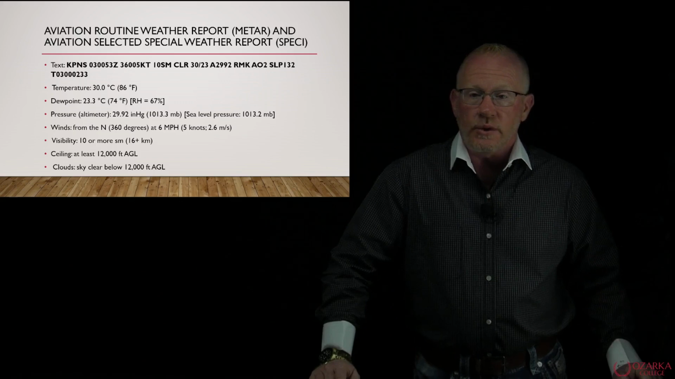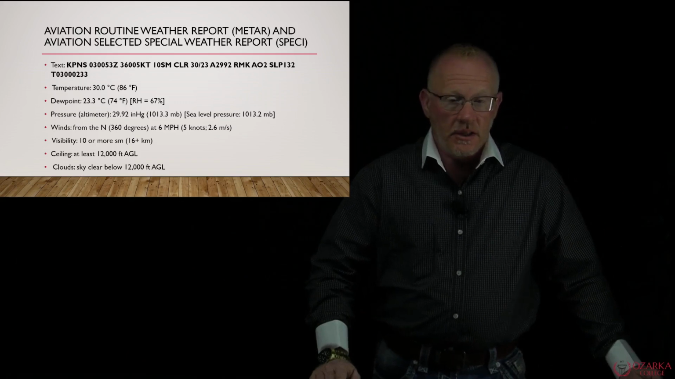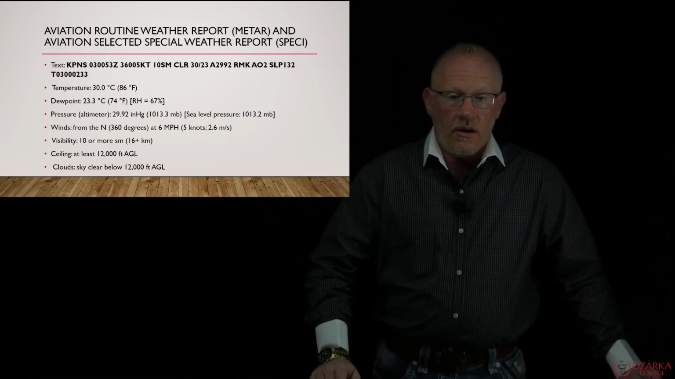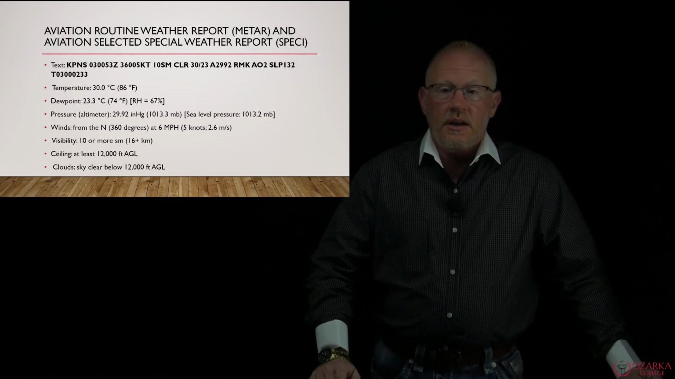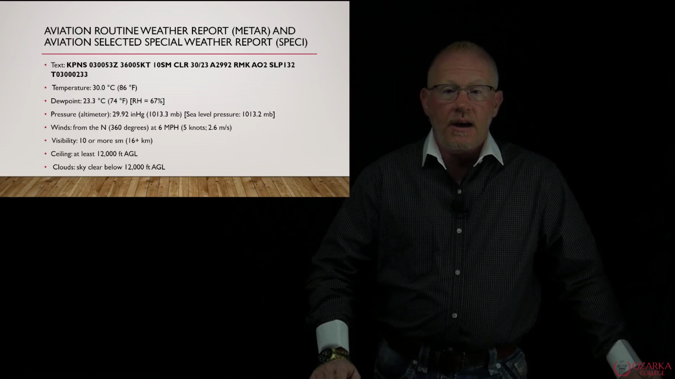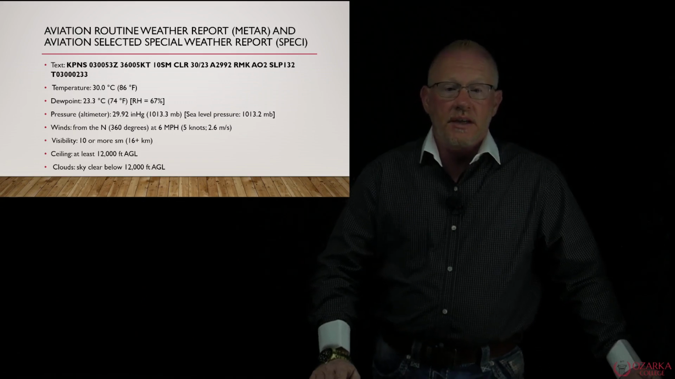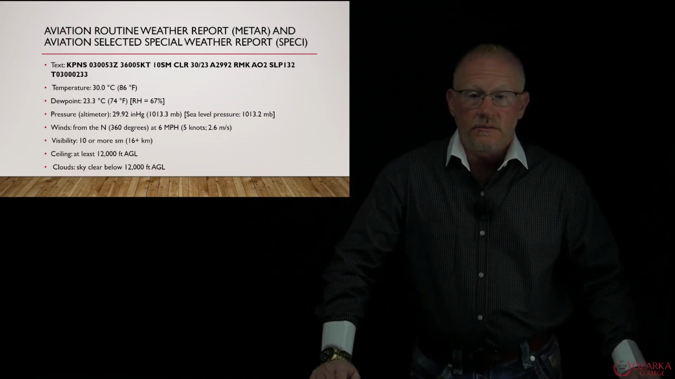The wind was 360 at 5 knots. It's 10 statute miles of visibility. That CLR means that it's clear, the sky's clear. The temperature is 30 degrees Celsius. The dew point is 23 degrees Celsius. The altimeter setting is 299.2. Now that RMK stands for remarks.